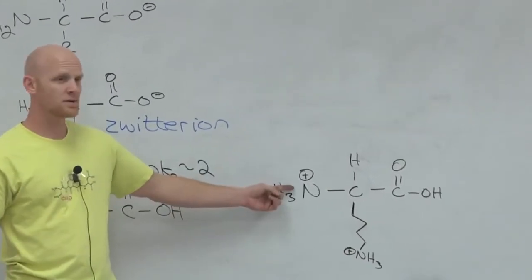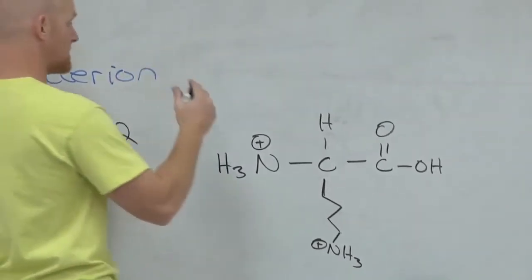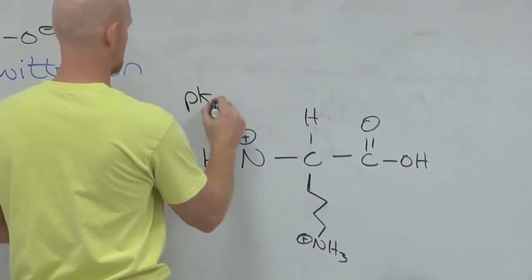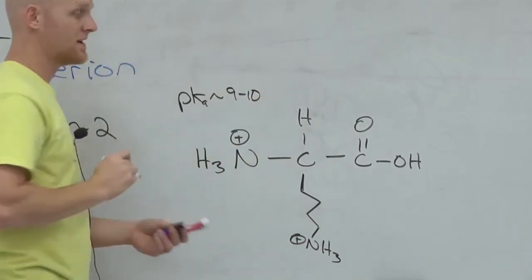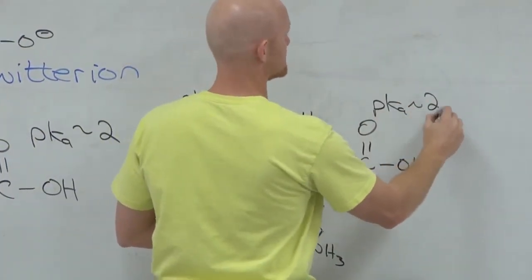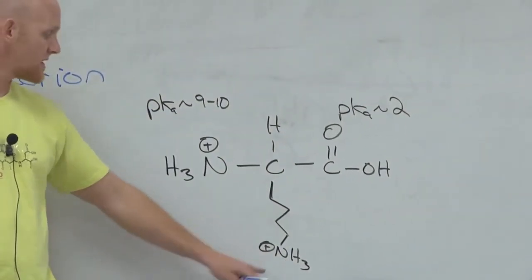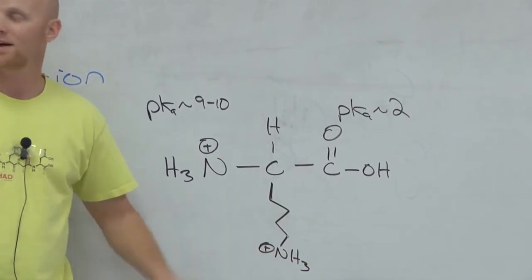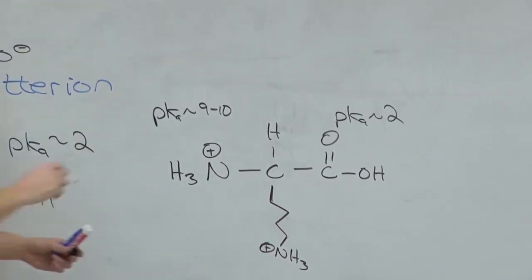So the alpha amino terminus here, the N terminus, pKa should be again approximately 9 to 10. The carboxy terminus should be approximately 2. But this guy right here is not one you have to memorize. The R group actually has a pKa. And so if we look on our chart there, for lysine, the pKa is 10.53.